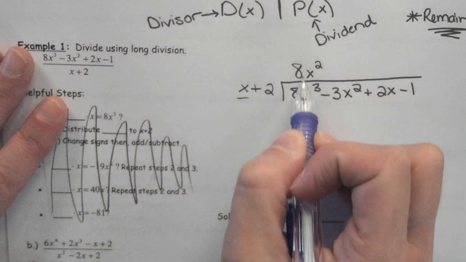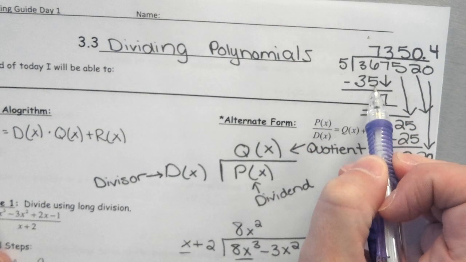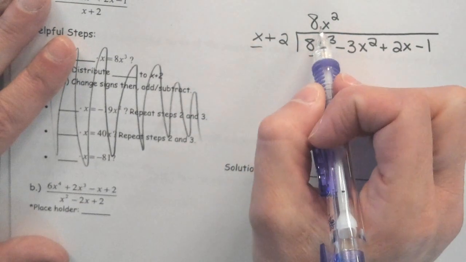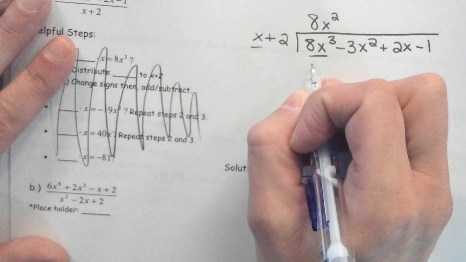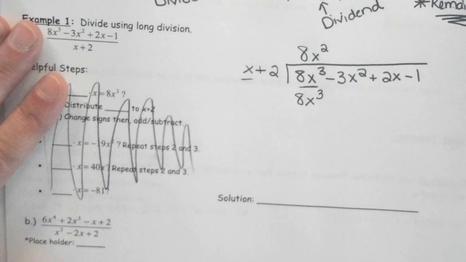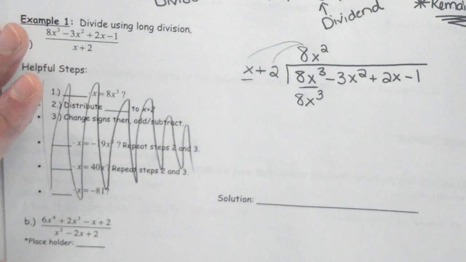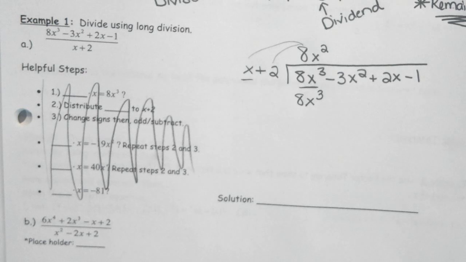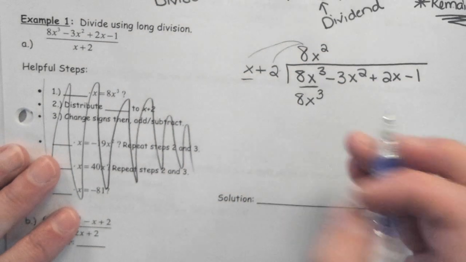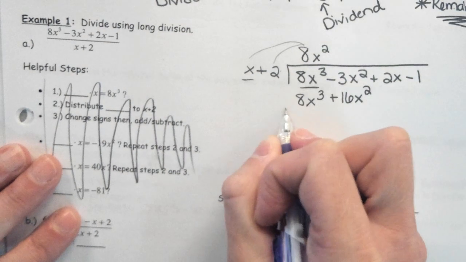Now we multiply. Remember last time in this example we did 7 times 5 is 35, and then we subtracted, right? I'm going to do that same step right now. 8x squared times x is 8x cubed. Now, because I have two terms, I can't just multiply it to the x and move on with my life. I also need to multiply it to the 2. So 2 times 8x squared gives me 16x squared.